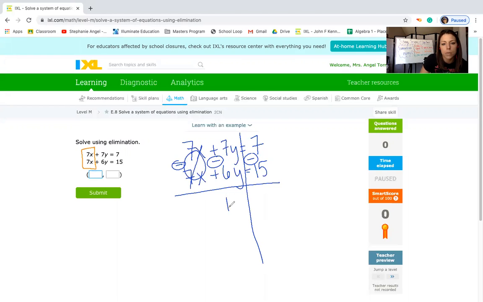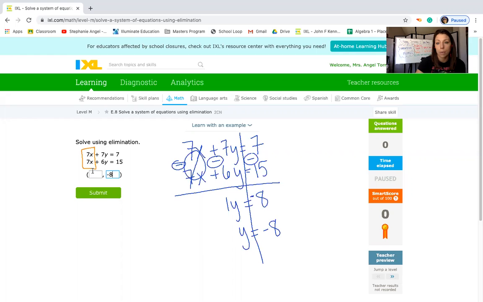7y minus 6y is 1y. 7 minus 15 is -8. Guess what? 1y is the same thing as just y. So now we know that y is -8. What a lot of students like about elimination is that it can give you one of your variables very quickly. So I now know that the value of y is -8.